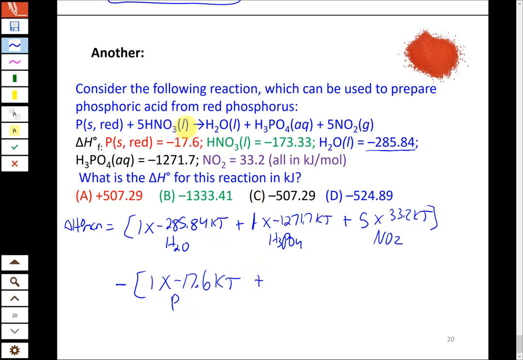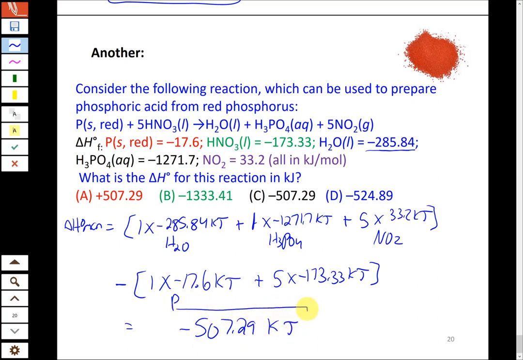Then the other reactant is HNO3. We have 5 of those. And the delta H of formation for HNO3 is minus 173.33. And so that comes out to minus 507.29 kilojoules.